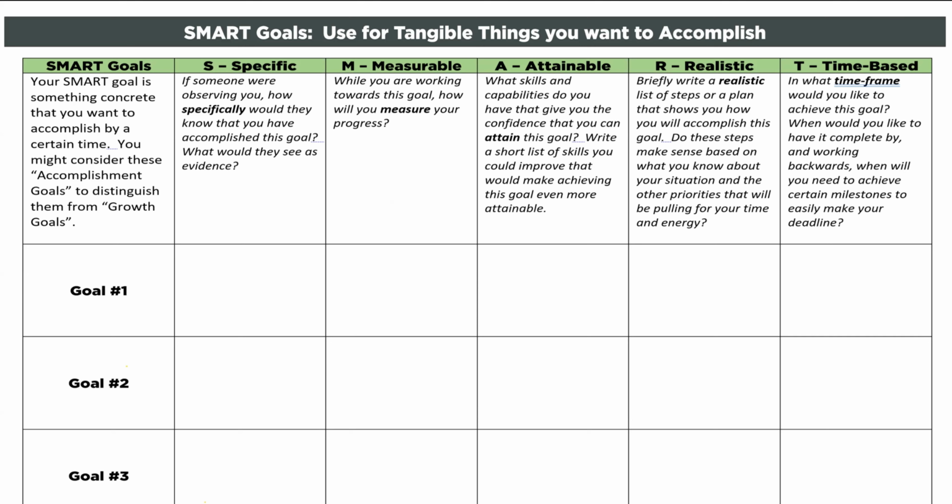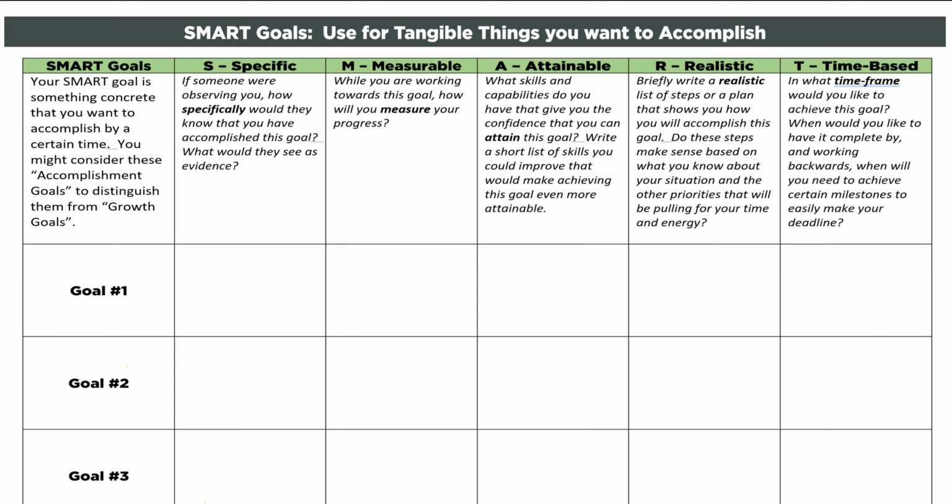The M stands for measurable. While you're working towards this goal, how will you measure your progress? A stands for attainable. And what attainable means is with your current skills and capabilities, does it make sense that you could attain this goal? And are there skills and capabilities maybe that you need to develop? So what gives you the confidence that you can attain this goal?